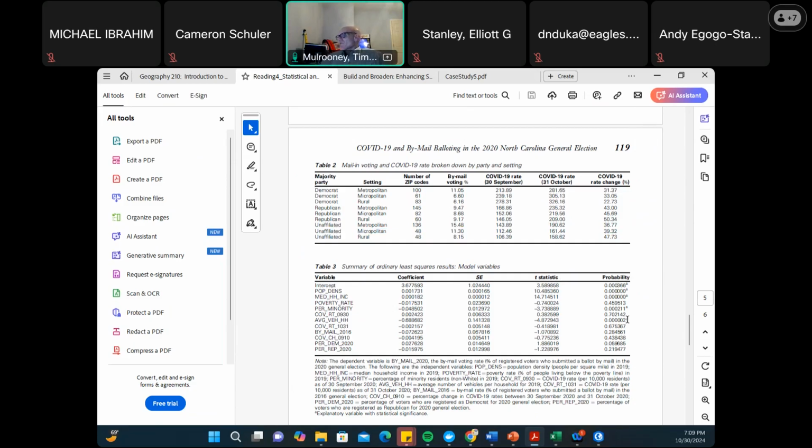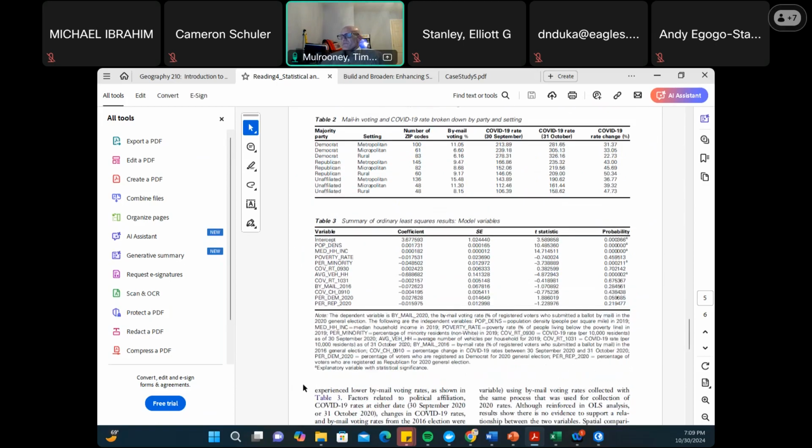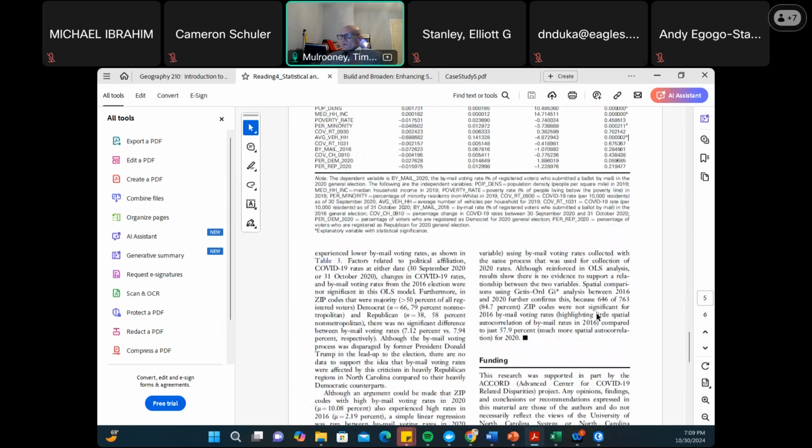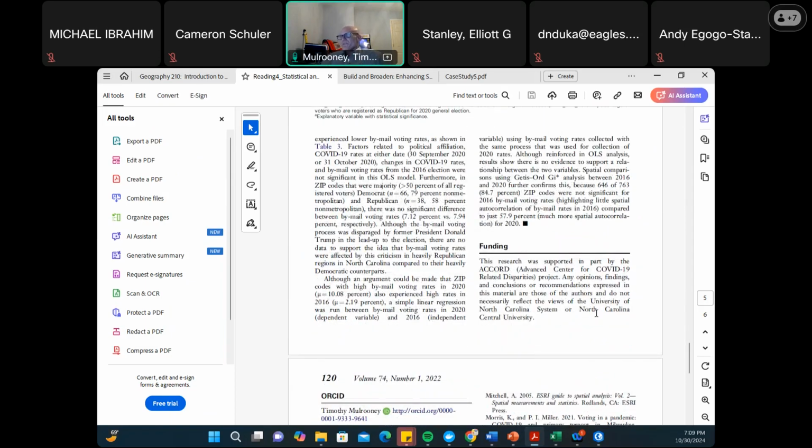But we see little stars right here. They call them A's right there because that's what this does. But explanatory value with statistical significance, and look what we have right there. Now the intercept, we don't look at that one, but look at everything else right here that contributes to by mail voting rates. So I want you to read this. I want you to kind of go through this. This has kind of been a labor of love for me.